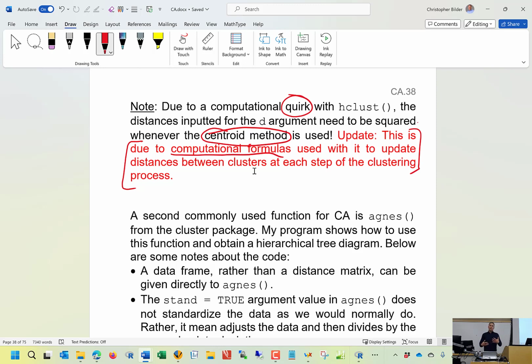And for some reason, it requires squared distances. If you actually want to see the computational process, and I've tried to look, this hclust function calls a Fortran program that implements this process. I don't speak Fortran, so I haven't looked at it in depth. Okay. Now, I haven't really seen it explained in other books either.